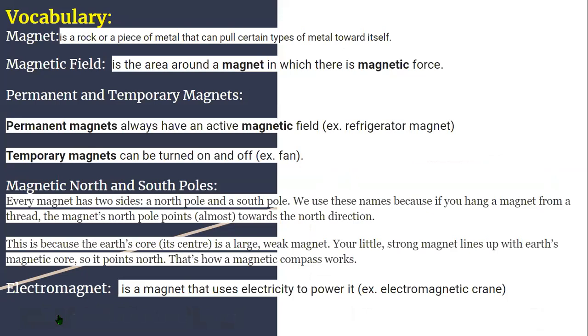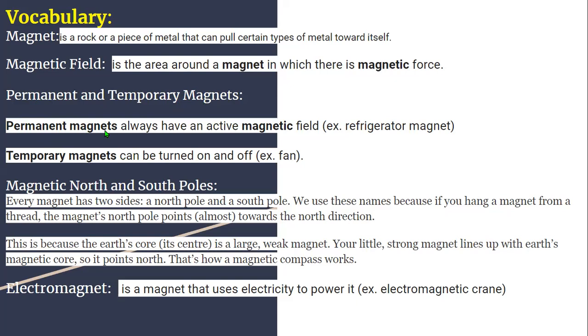So we have magnet. A magnet is a rock or a piece of metal that can pull certain types of metal toward itself. Magnetic field is the area around a magnet in which there is magnetic force. And let's see, there's permanent and temporary magnets.